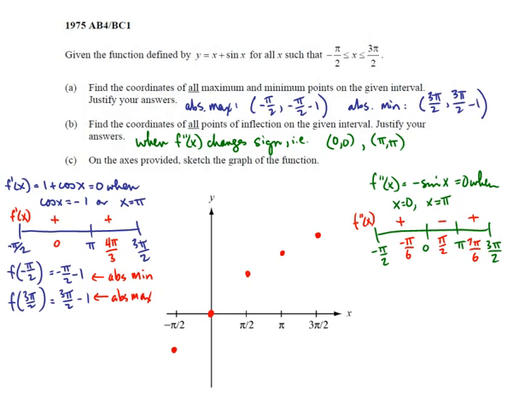We need to take care of the concavity between them. So from negative pi over 2 to 0, it's concave up. Sorry, negative pi over 2 to 0. Concave down from 0 to pi, and then concave up from pi to 3 pi over 2.